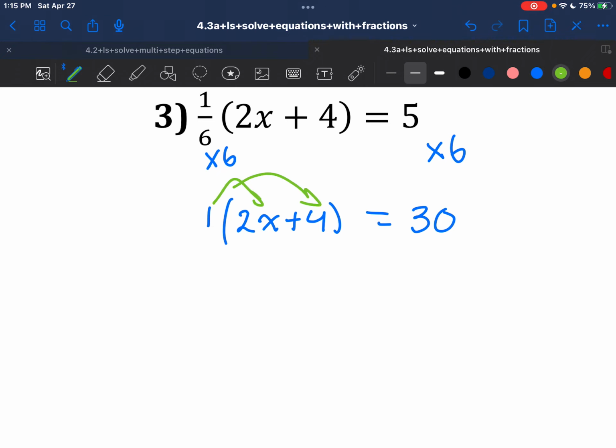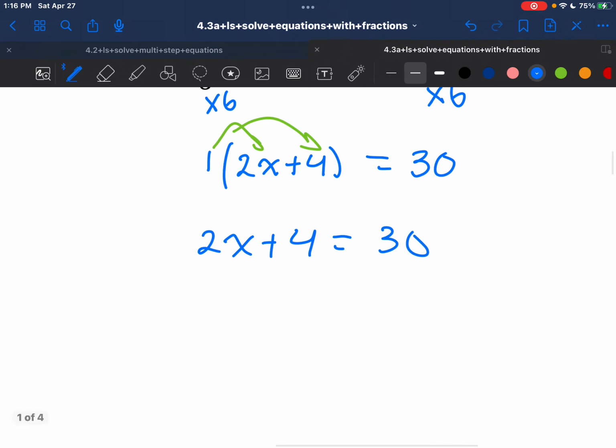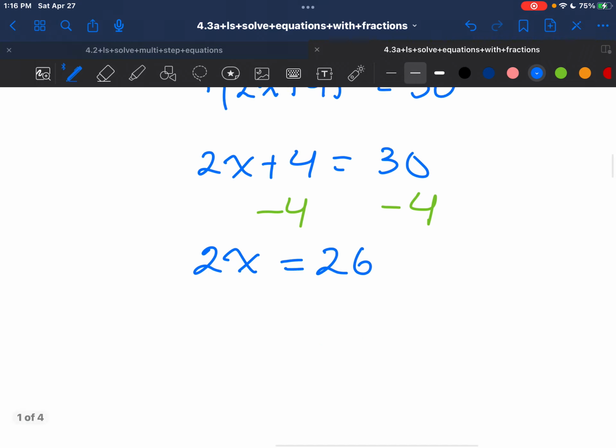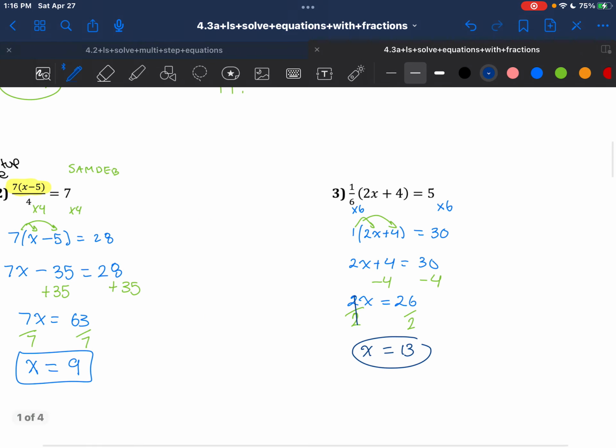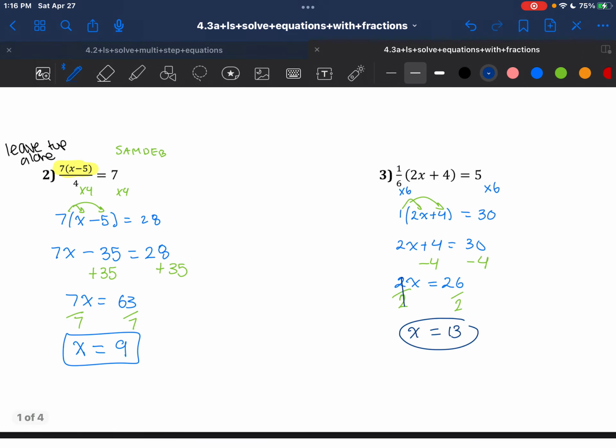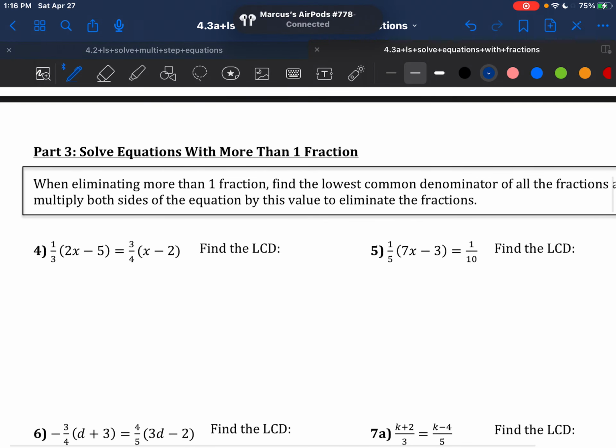If we technically did some distributive there, we would still end up with 2x plus 4 equals 30. Now what's the opposite of addition? Subtraction. 2x equals 26. What's the opposite of multiplication? It's division. So now we're going to have 2x, or x, because that's going to cancel out, equals 13. Remember, the best way to get good at these is you'll just practice a million times and you get it in your head. These are examples to help you, but yeah.